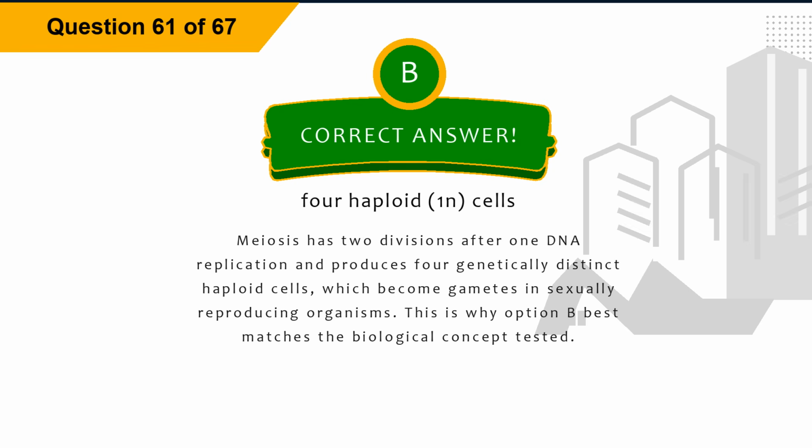The correct answer is option B, 4 haploid, 1N, cells. Explanation: meiosis has two divisions after one DNA replication and produces 4 genetically distinct haploid cells, which become gametes in sexually reproducing organisms. This is why option B best matches the biological concept tested.